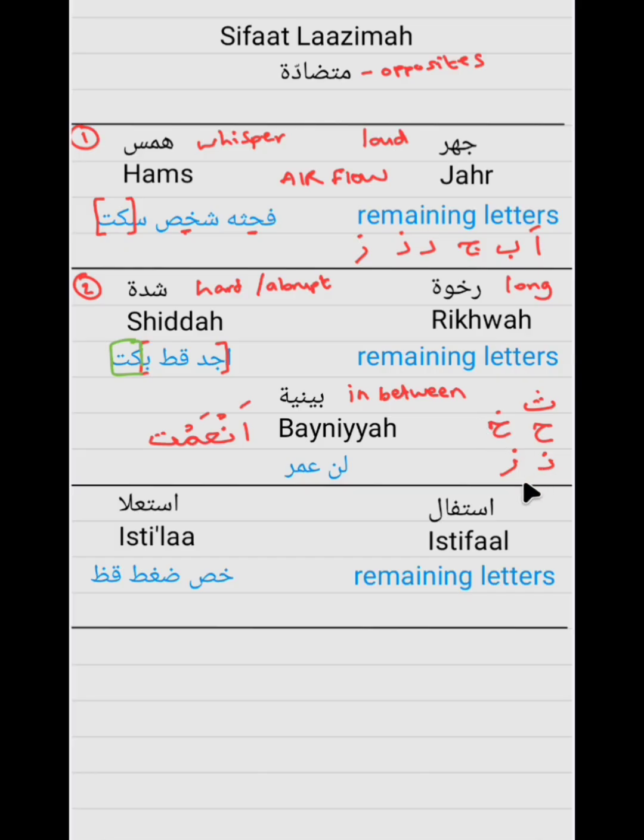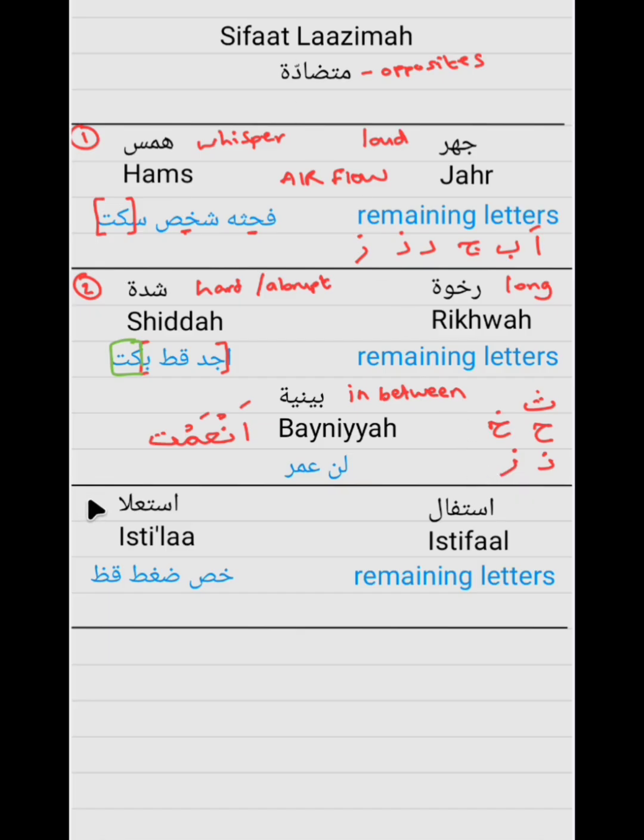However, they will be lengthened because they are rikhwa letters. So you pronounce a dhal and a za with a lengthened pronunciation, even though there's no air flowing out of your mouth. So az. If you put your hand in front of your mouth, you're not supposed to feel airflow, but you will hear the sound flowing out of your mouth as it is a long letter.